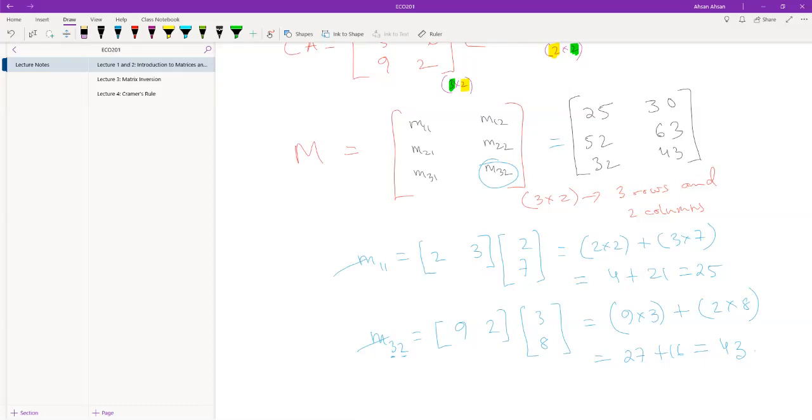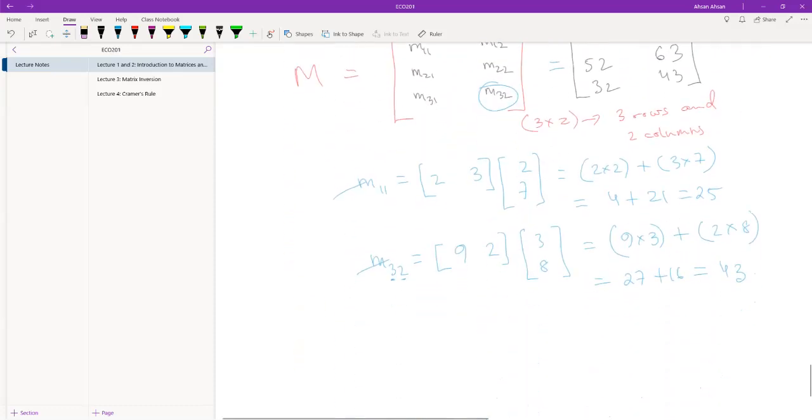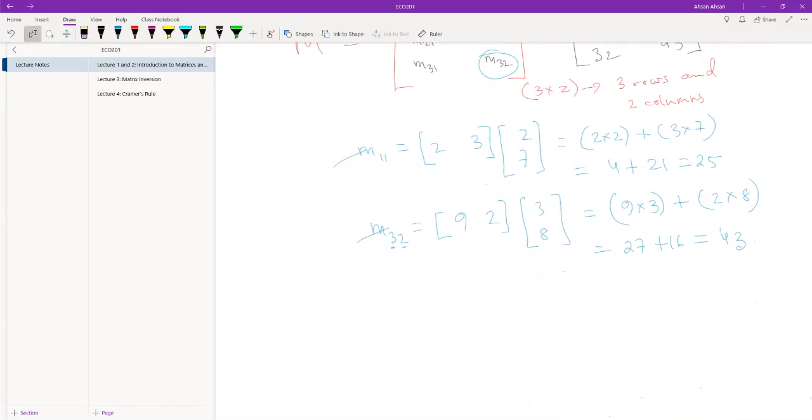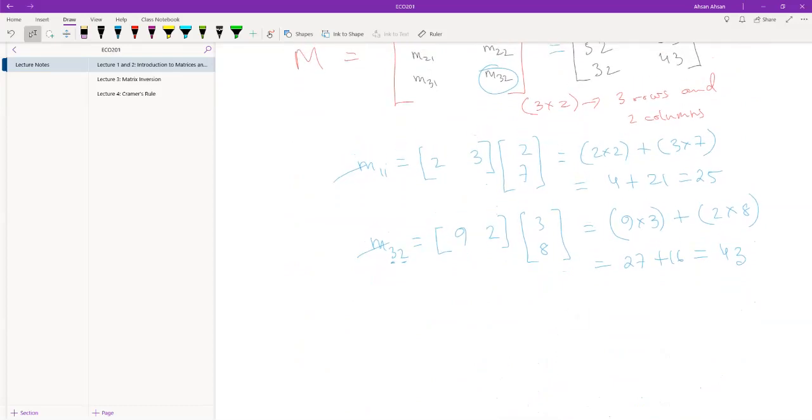All right, so that is it for matrix multiplication. I'm going to solve a few more problems in another video, but right now we're going to move on to something else.